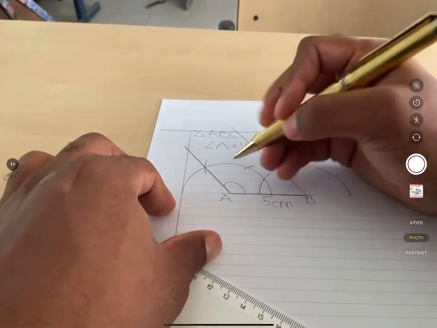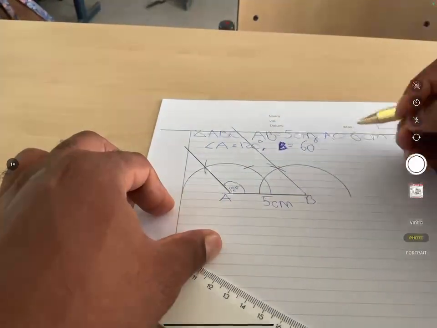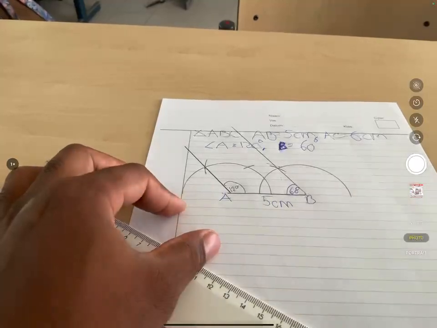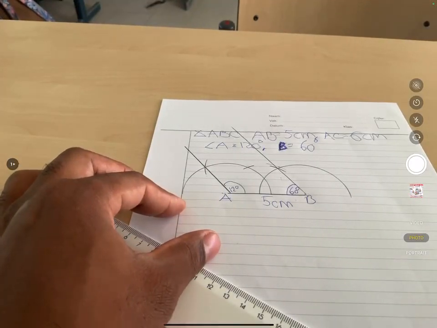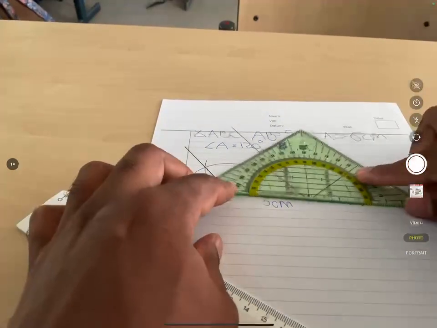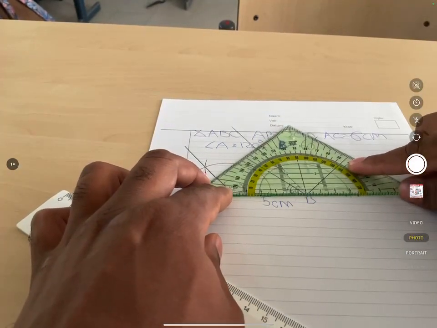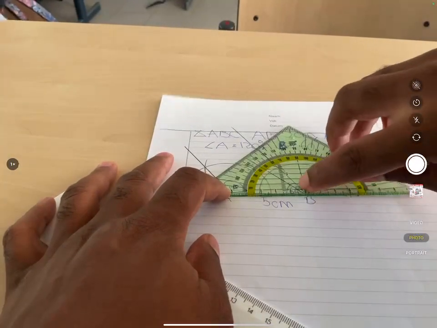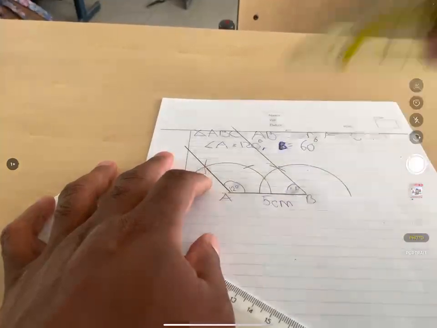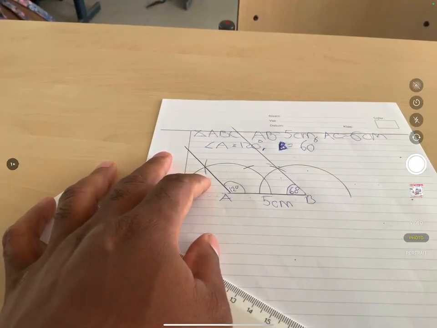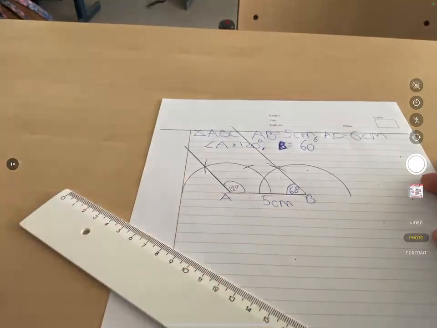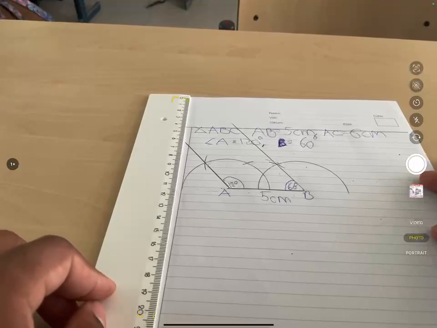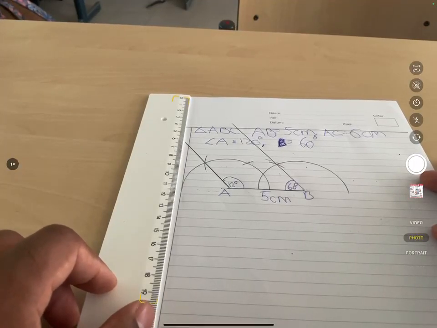So here we have 120, and there we have 60. You're doing the exact same thing. There we go, 60, exactly on 60. So you have one angle is 120 and the other angle is 60.